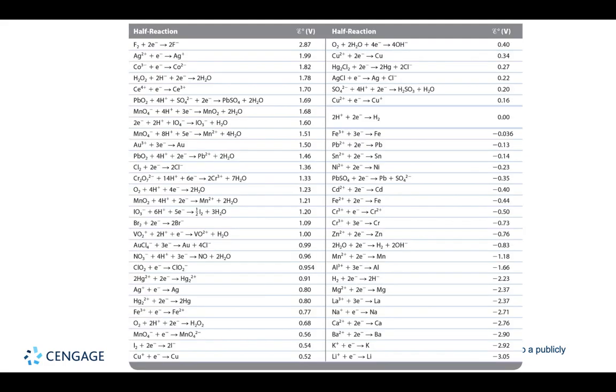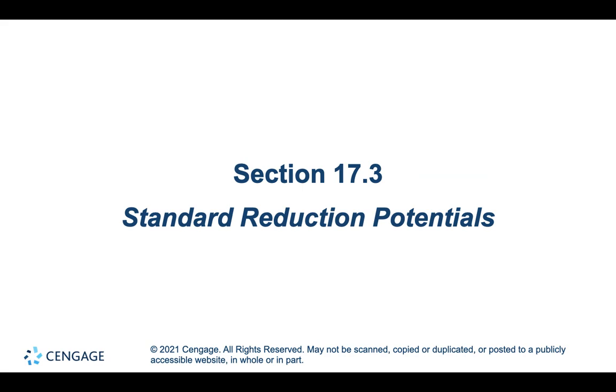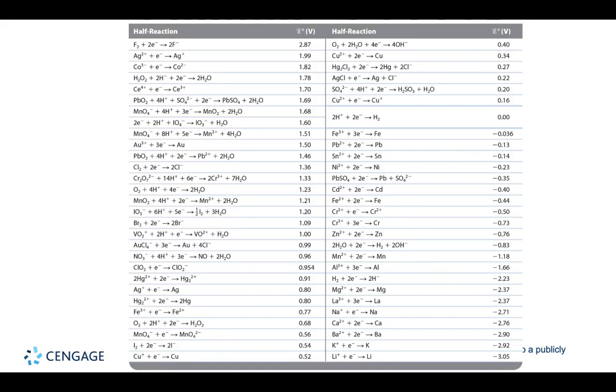Standard because it's E naught, E and that circle sign. Reduction because every one of these reactions is written in the reduction direction, but they don't have to stay that way. You can flip them and make them oxidation, but the table is simply in the form of reduction.